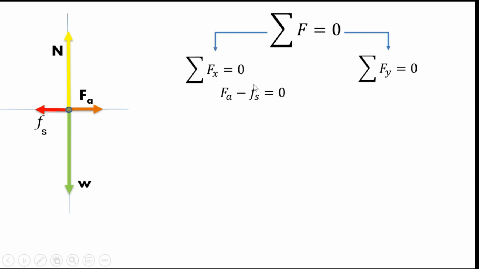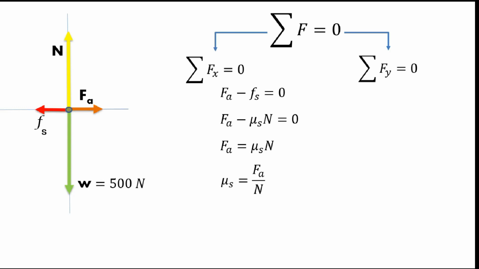Since our problem is to find the coefficient of static friction and the coefficient of kinetic friction, we have to get the equivalent of the static friction, which is mu s times the normal force. So our equation will be Fa minus mu s times normal force. Since we are looking for mu s, we will derive this. Mu s, or the coefficient of static friction, is equal to applied force divided by the normal force.